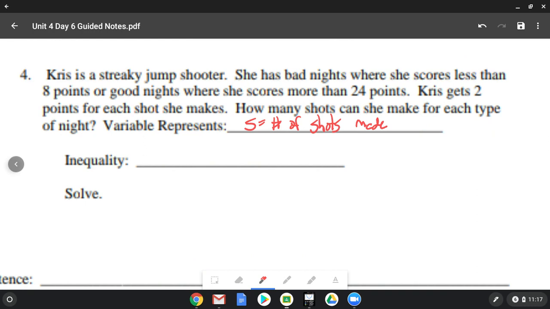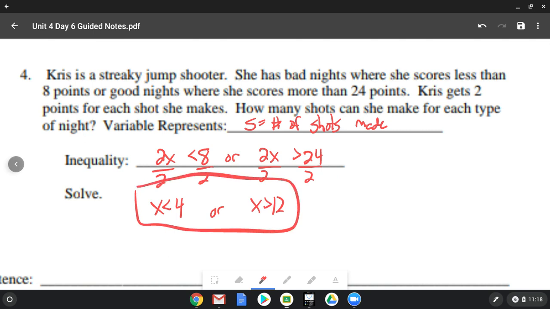So let's do this inequality now. So it says less than 8 on a bad night or more than 24 on a good night. She gets 2 points for each. So that's where we're going to use multiplication. This is our first multiplication one and last one. So it'd be 2x, and you divide by 2. And you get x is less than 4 or x is greater than 12. So those would be my two answers for her number of shots.